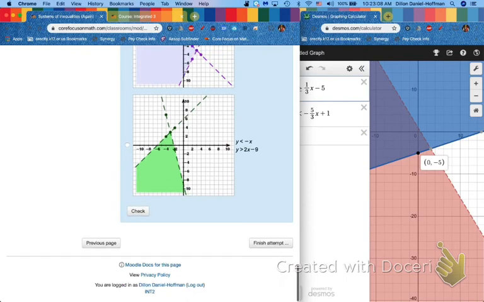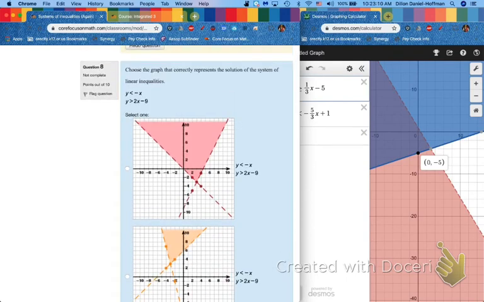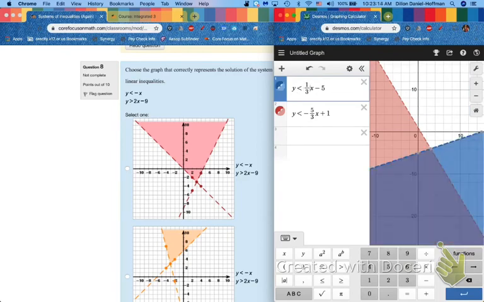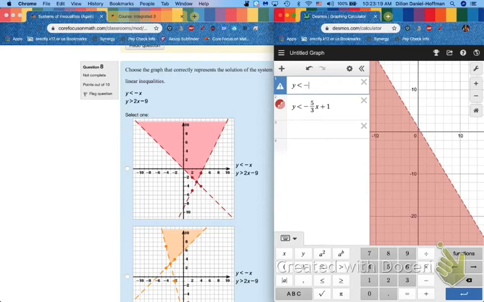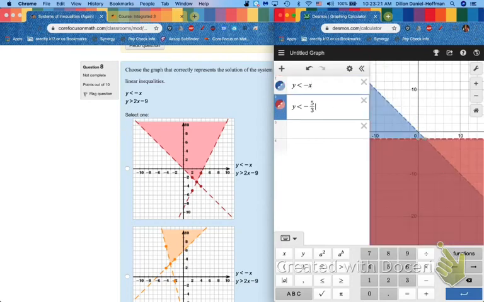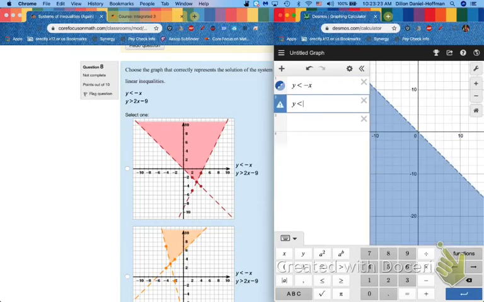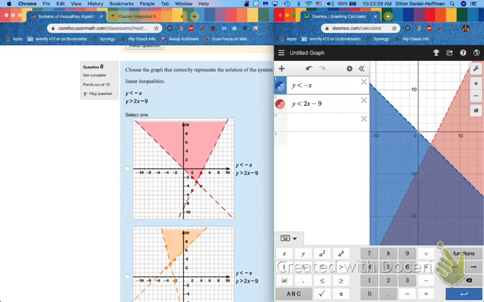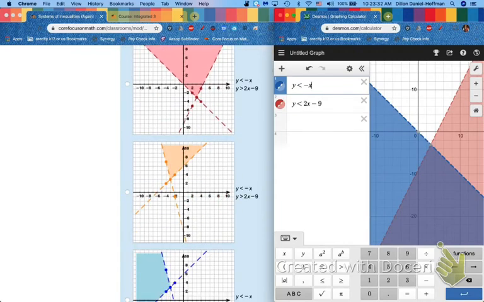Alright, final one. Both dotted, because there's no equal to line on this one. Negative x simply crosses at 0 and goes up 1 over 1 to the left with a negative slope. And 2x has a slope of positive 2 and a y-intercept of negative 9. And if I click on that blue graph again, I see I've got both dotted, shaded at the bottom.